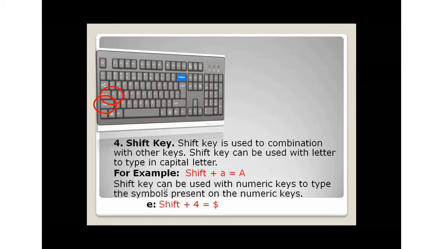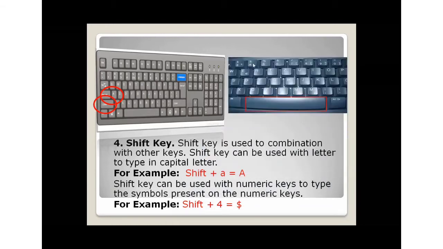In the same way, the shift key can be used with numeric keys to type the symbols present on the numeric keys. Above the numbers there are some symbols like this. Down is the number and up is the symbol key. For example, shift plus 4, you will get this one, the upper one. So this is about the shift key.